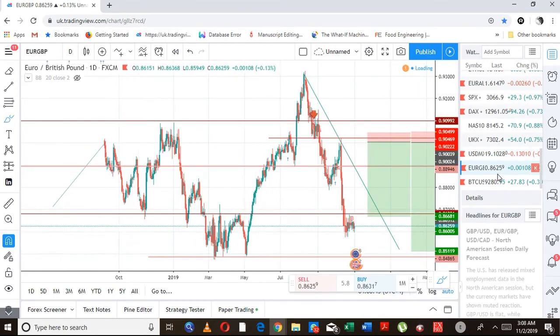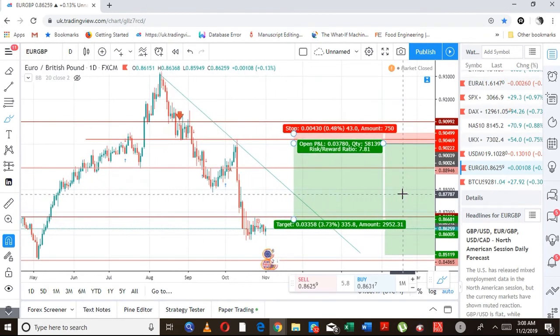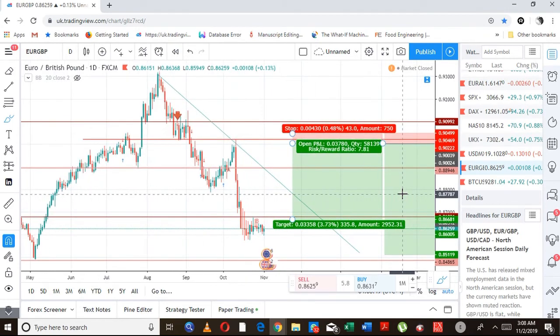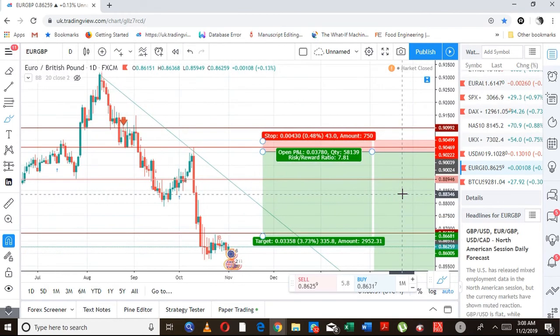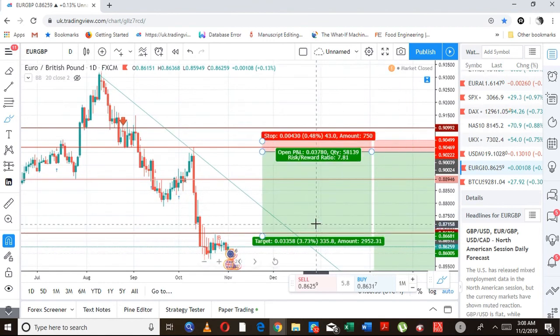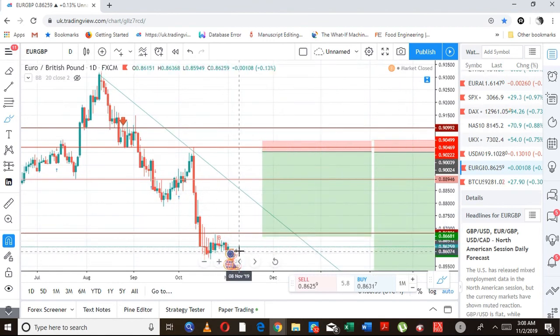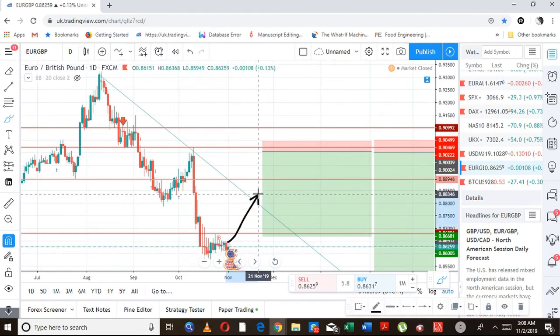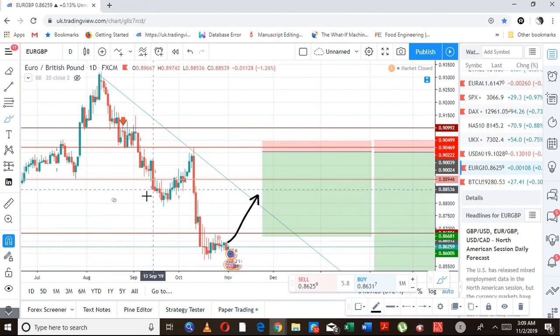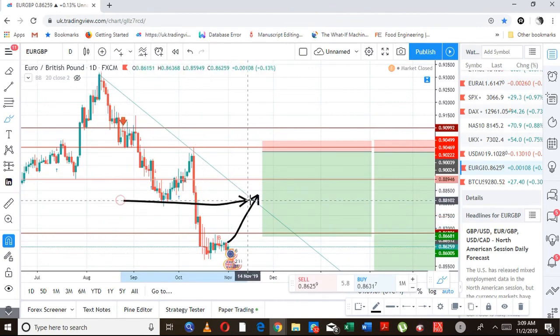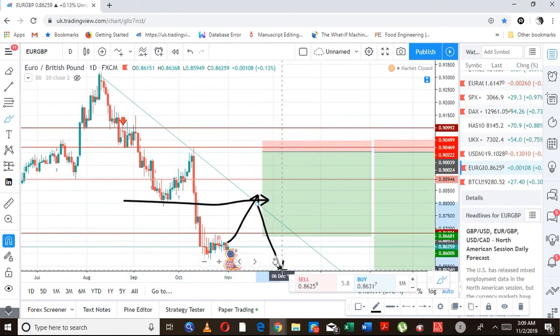The next trade is Euro GBP. The Euro GBP has been my best trade for the last 2 months, and the game plan for Euro GBP has changed a bit. I want to see the price coming here, because here there's a bit of a support area, and that will provide us some really good selling opportunities, and that's why we're going to look for a Euro GBP sell.